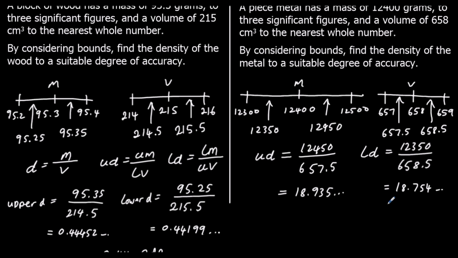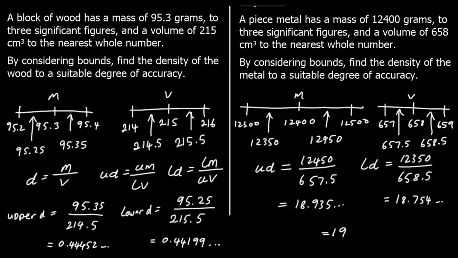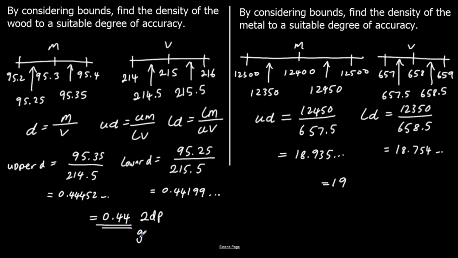So what do they both round to? To one decimal place, I've got 18.9 and 18.7. So that's not the same. To the nearest whole number, I've got 19 for them both. So I can say they're both 19. And I've completely missed off the units here. So it's grams per centimetre cubed. 19 grams per centimetre cubed. And that's to the nearest whole number, or 2 significant figures.